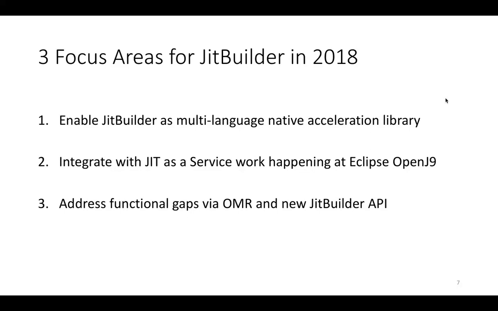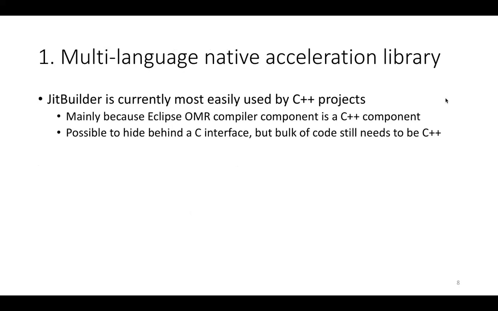And finally, there are a number of functional gaps that have been identified both in the OMR compiler component and other components, as well as in the JitBuilder API and implementation itself that could be made better in order to make JitBuilder-based clients work more effectively or more easily. And so there are a number of these areas that are also in focus for 2018. There's also a number that aren't in focus, and I'll outline some of those and where you can find the rest of them. Okay, so I'll just go through these three things in order. I'm going to spend the bulk of my time on the first one, which is the multi-language native acceleration library.